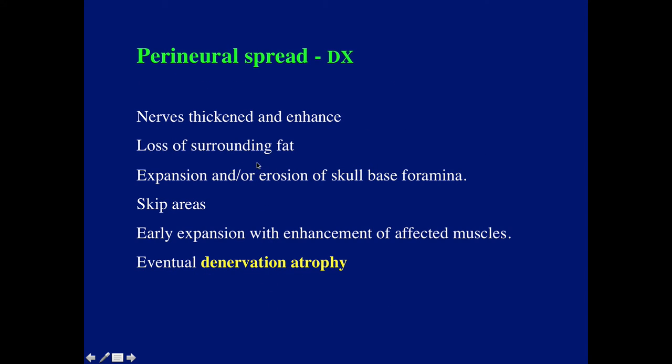Now, diagnosis is usually the nerve will be thickened and enhanced. There's loss of surrounding fat. There may be expansion or erosion of the skull base foramina. They usually skip areas, which is a serious problem. And there's early expansion, enhancement of the affected muscle, and eventually you get denervation atrophy. It's a very serious disease because it's really not curable except for massive excision of the involved nerve and the structures around it.